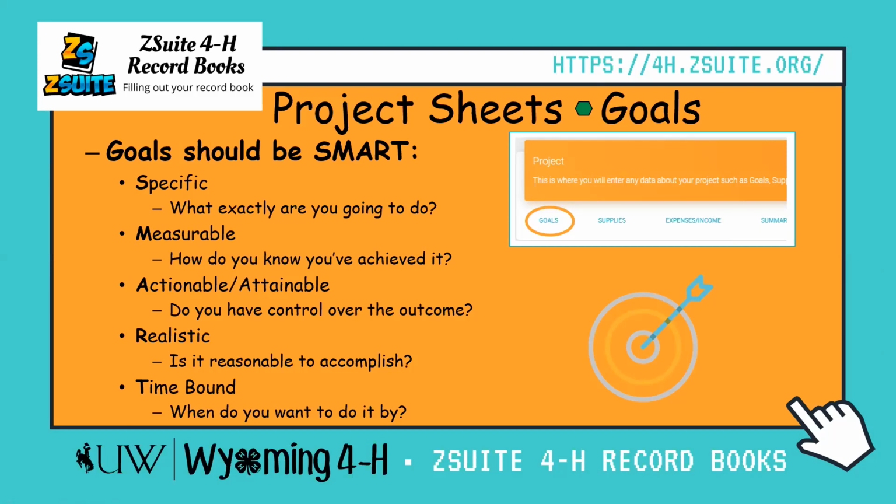So what exactly are we going to do? How are we going to achieve it? And how do you know that you've achieved it? Do you have control over the outcome? Is it reasonable for you to accomplish? And do you have a timeline for when you want to complete the goal?